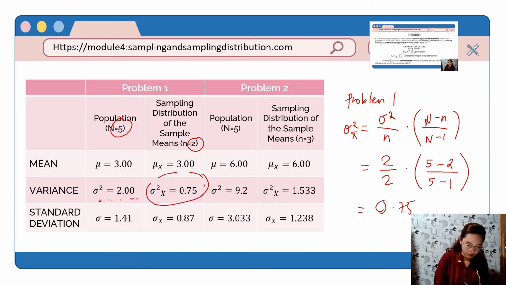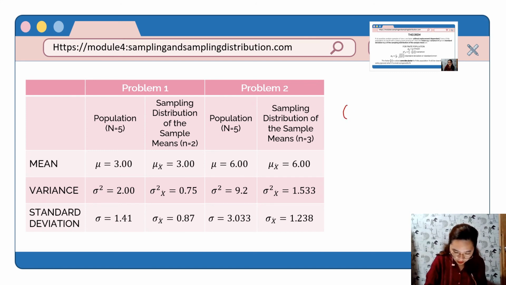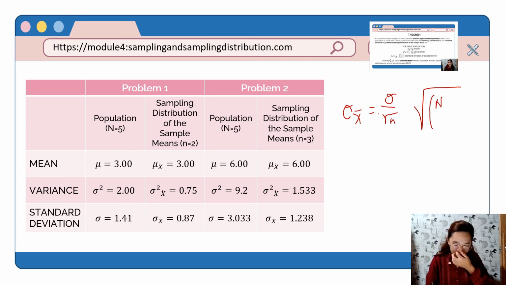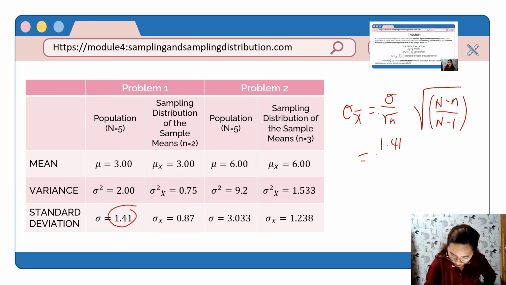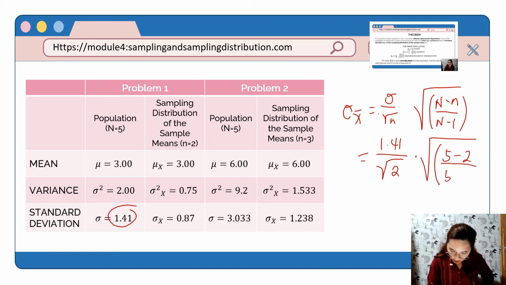So, try naman natin yung standard deviation. Yung same lang din. Gamit yung ating formula. Standard deviation is population standard deviation divided by the square root of sample size times the square root of correction factor. Yan. So, N minus n over N minus 1. Standard deviation is 1.41 over square root of, ang sample size natin is 2, times yung square root ng 5 minus 2 over 5 minus 1. Yan.